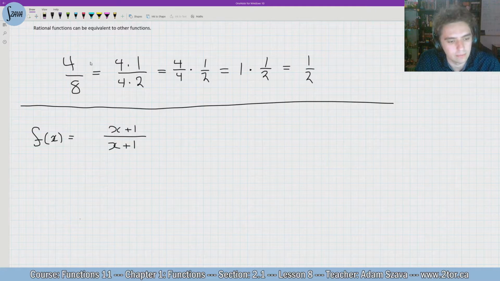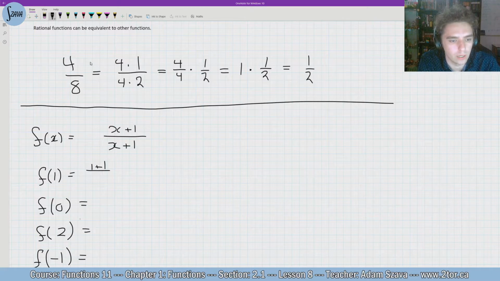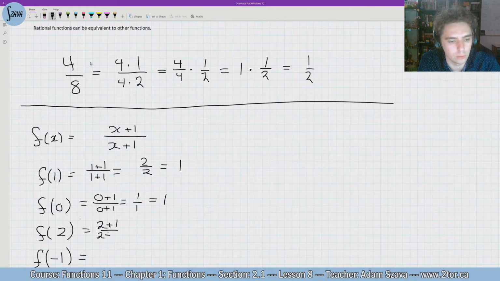let's take a look at some values here. So f of 1 maybe, f of 0, f of 2, and then I guess finally f of -1. So f of 1 would be 1 plus 1 over 1 plus 1, which would be 2 over 2, which would be 1. Similarly, f of 0 would be 0 plus 1 over 0 plus 1, which would be 1 over 1, which is 1. f of 2 would be 2 plus 1 over 2 plus 1, which would be 3 over 3, which is 1. So it looks like we're getting 1 out of everything.